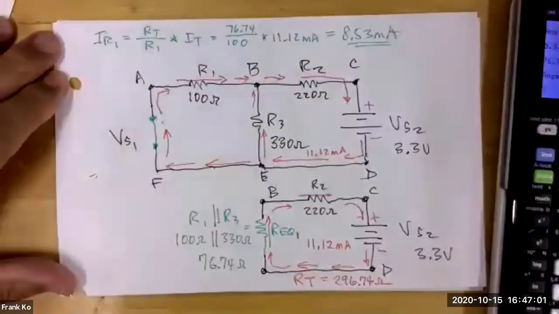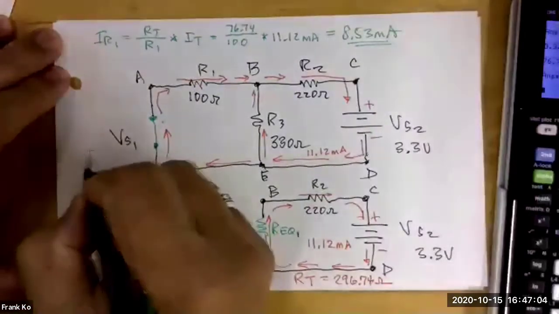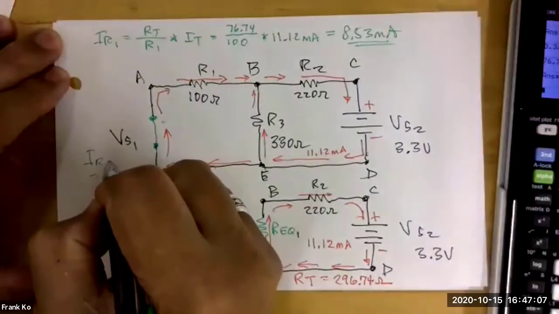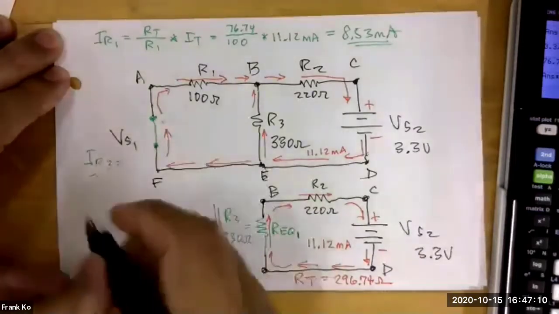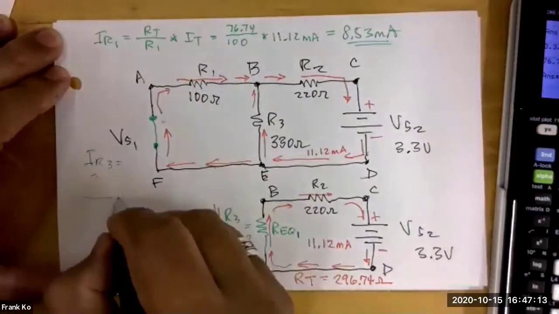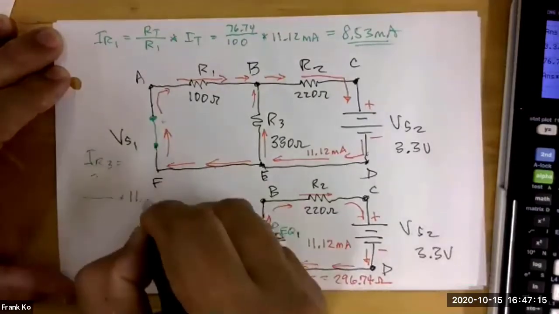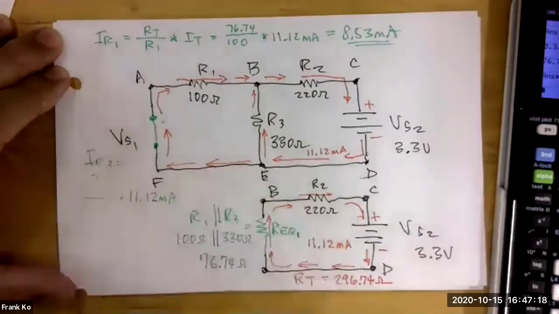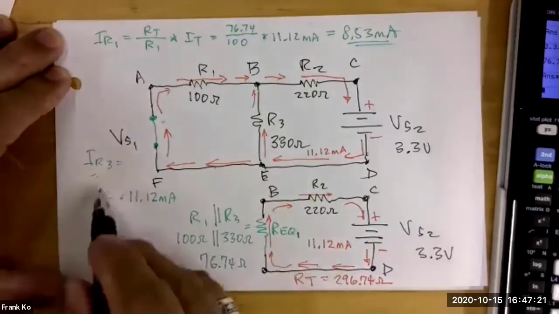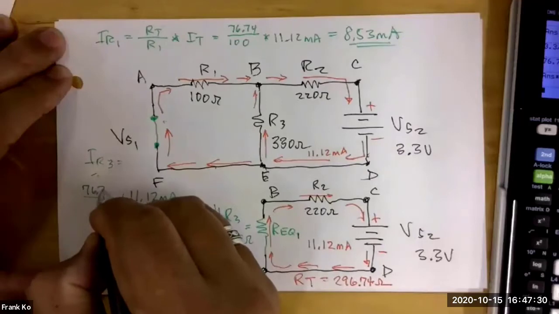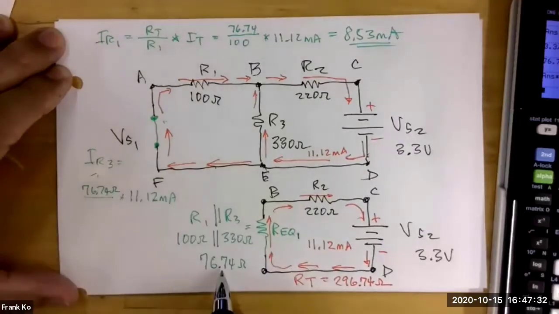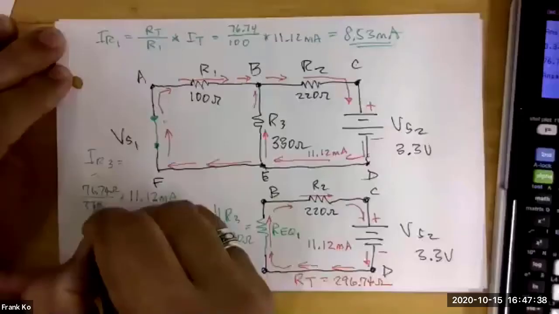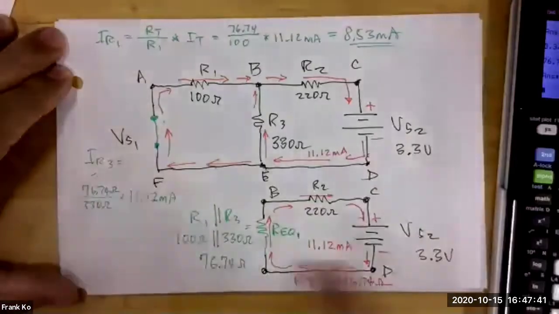Now we have another branch current to determine, and that is IR3. IR3 is going to be equal to something over something times my total current of 11.12 milliamps. So Jacqueline, what is my numerator going to be? Your numerator is going to be 76.74 ohms. Correct. And my denominator is going to be? 330 ohms.